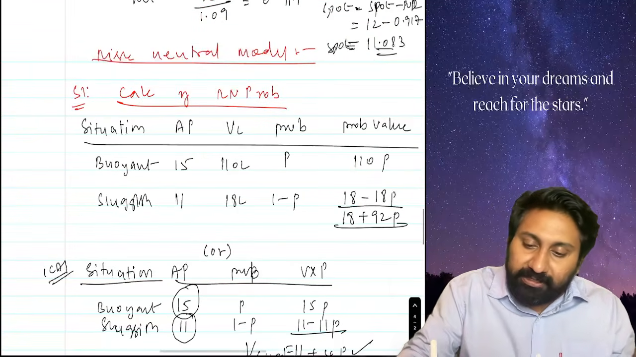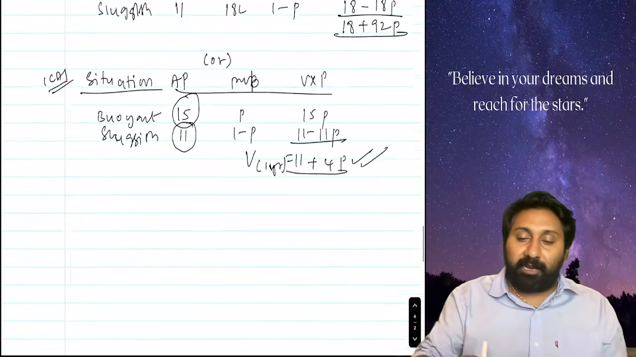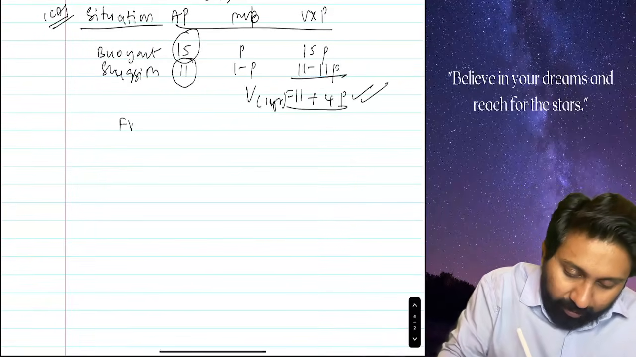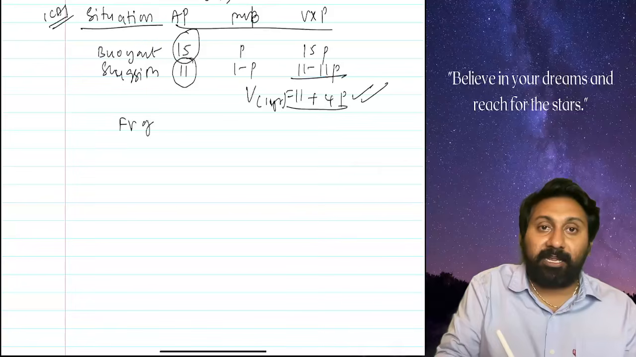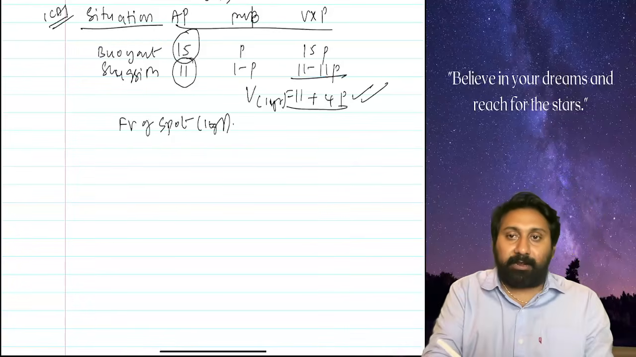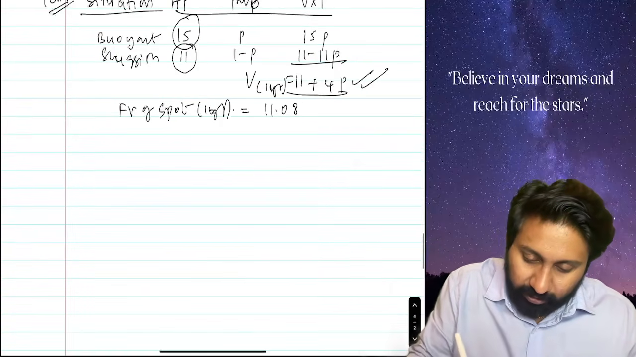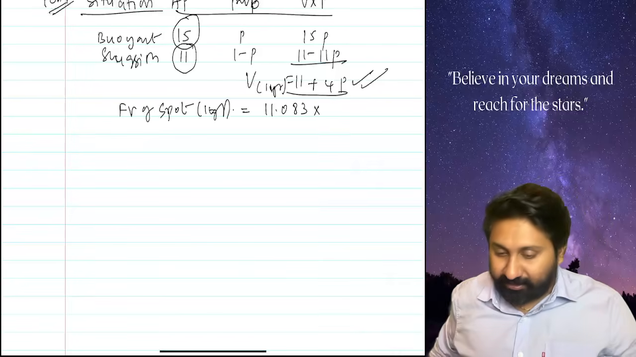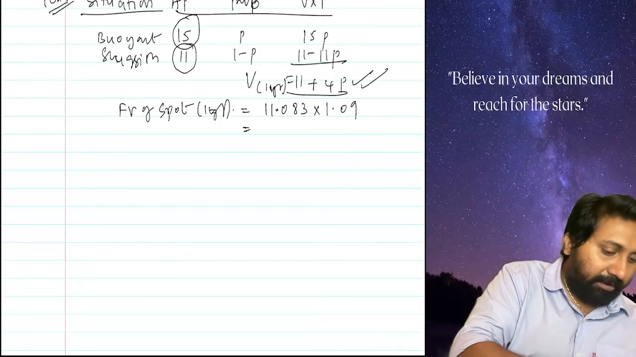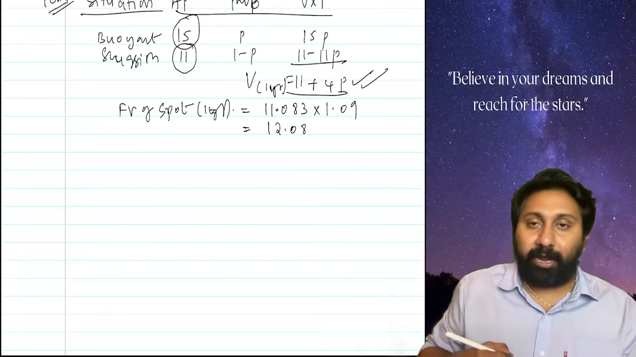Okay. What is this value? This is the spot. This is 1 year after. We will take the spot to the future. Future value of spot, meaning the 1 year value we are going to calculate, equals 11.083 into what is the compounding factor given in the question? 1.09. 11.083 times 1.09 is 12.08.